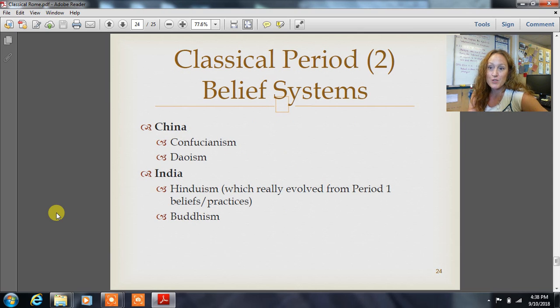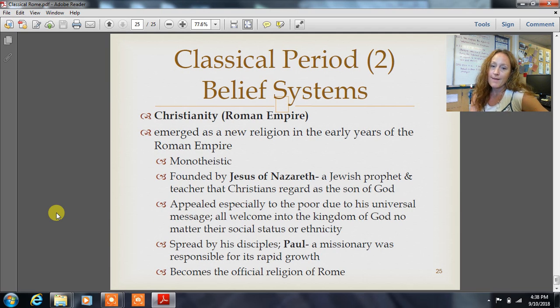Belief systems as opposed to religion. China had Confucianism and Taoism, so it's good to clarify that those are more a philosophy than a religion, but they did guide their way of life and how they viewed their purpose in life. So it's seen as a belief system, but it didn't really emphasize any kind of deity or God. In India, Hinduism emerged out of period 1 with the Vedic texts from the Aryans, and then Buddhism was created in period 2, and is still a major world religion today. And then lastly, the last major religion for this unit is Christianity, and that came out of the Roman Empire.